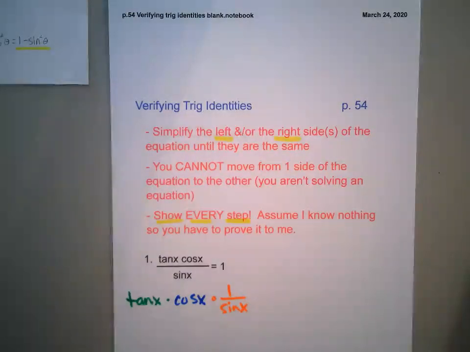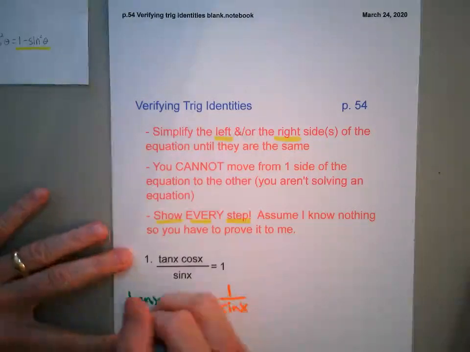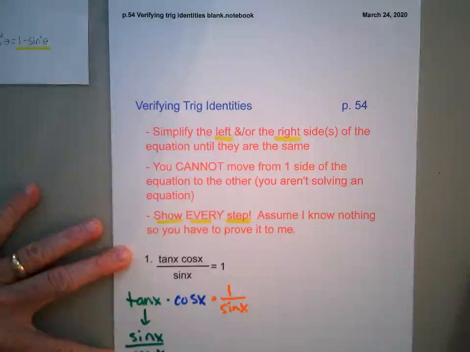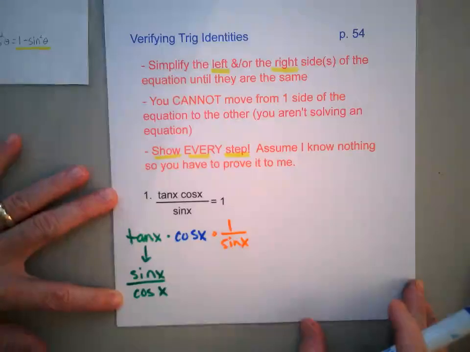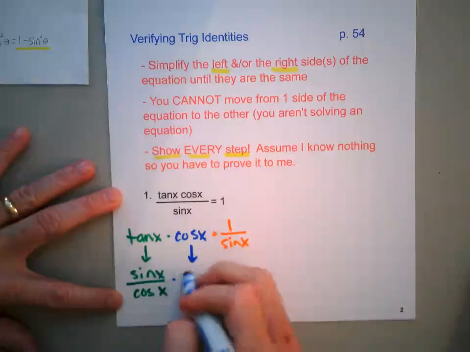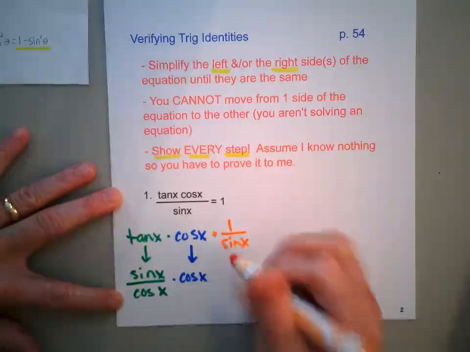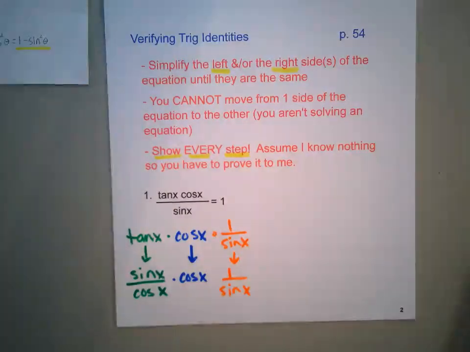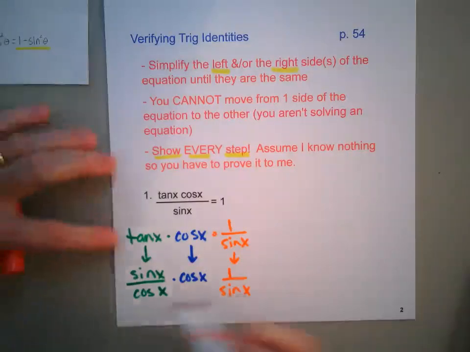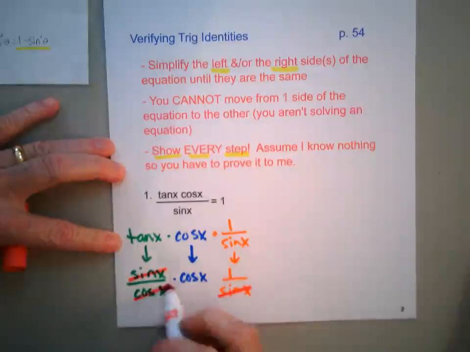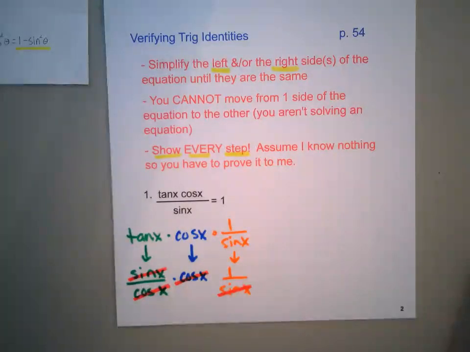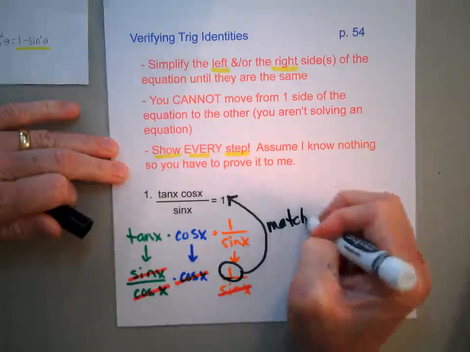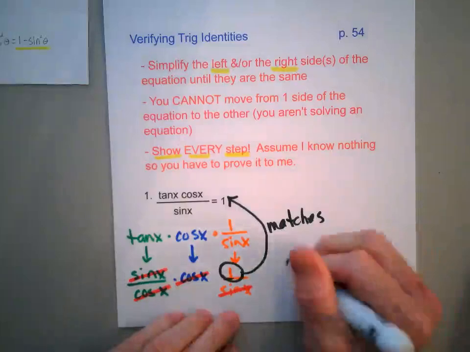And so the tangent, using a quotient identity, can be turned into sine x over cosine x. Sorry guys, I'll move that up. The cosine x is going to stay cosine x, and the 1 over sine x is going to stay 1 over sine x. And at this point, we'll get some cancellation. Sine x cancels with sine x, cosine x cancels with cosine x, and what do you have left? You have a 1. You have this 1 right here, which matches the 1 on the right-hand side, and we have verified.